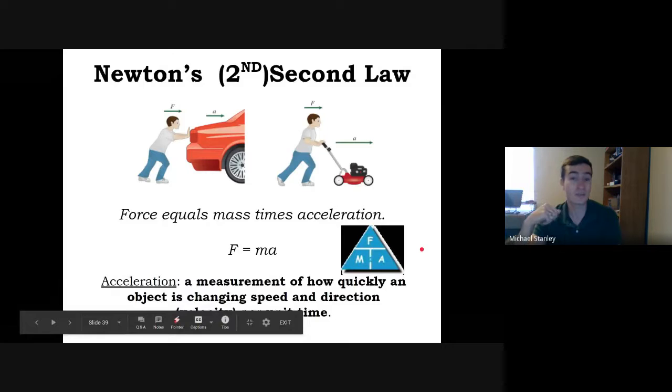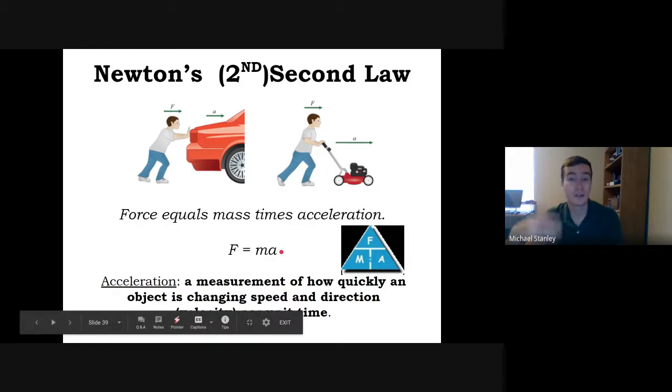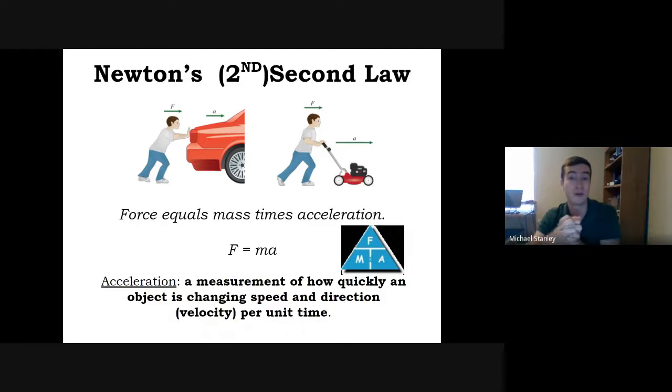So acceleration is simply a measurement of how fast something is either speeding up, getting faster, or slowing down. A low acceleration means that things are really slowly going from not moving to moving fast. A high acceleration would mean that things are very quickly going from stopped to moving really fast. It can also work for deceleration, or going from really fast to stopped over a short period of time or a long period of time.